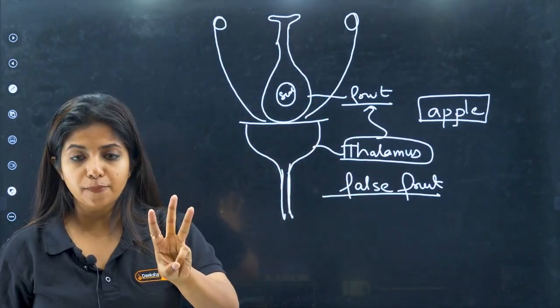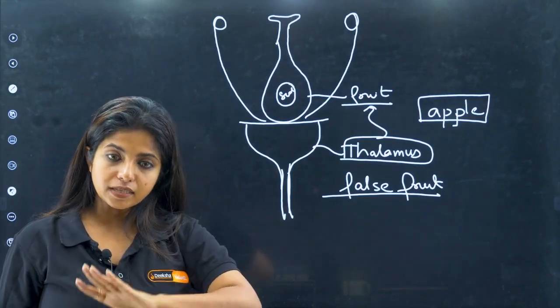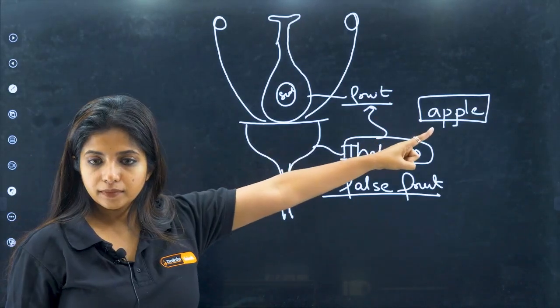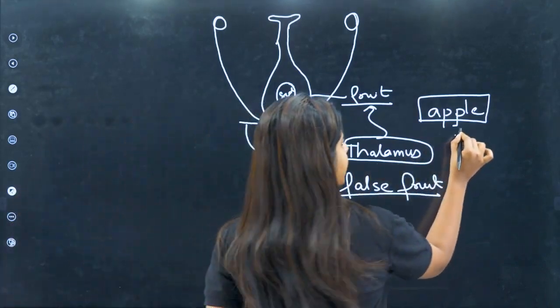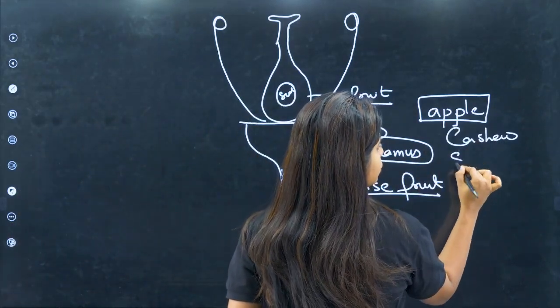Example, you have 3 examples in your NCERT which you have to remember. There are different parts that form it. One is apple, the other one is cashew, and the other one is strawberry.